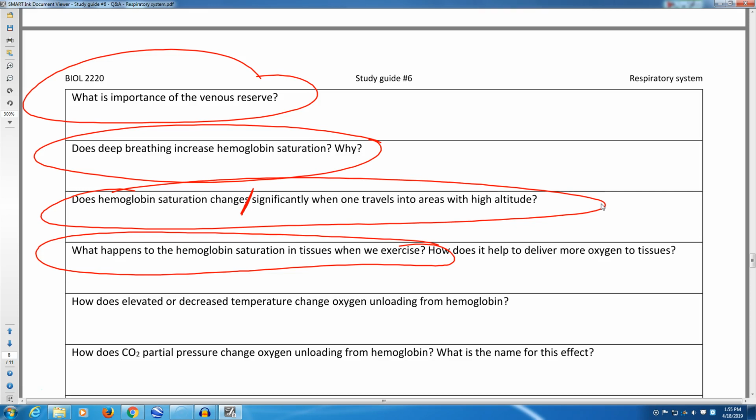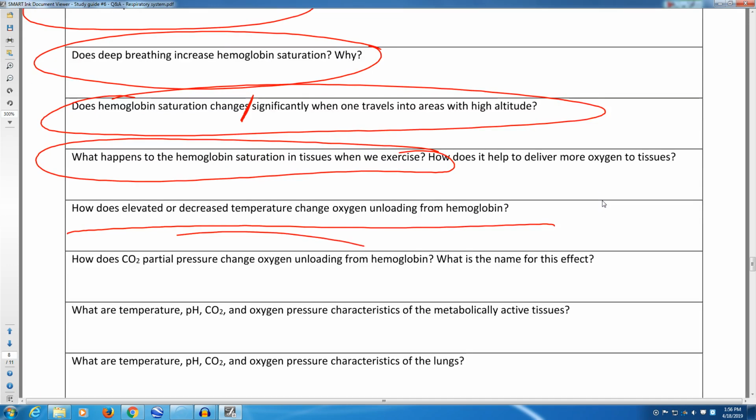Again, don't forget about the forest. I'm talking about the trees, but don't forget about the forest. When oxygen concentration in tissues goes down, hemoglobin readily gives oxygen to the tissues to make sure that there's enough. Temperature. Which temperature increases unloading? Elevated. Which CO2 increases unloading? Elevated. How do we call this effect? The big guy. Bohr.